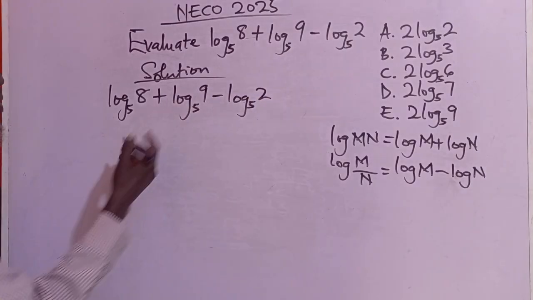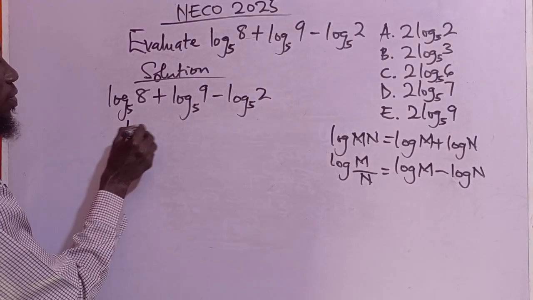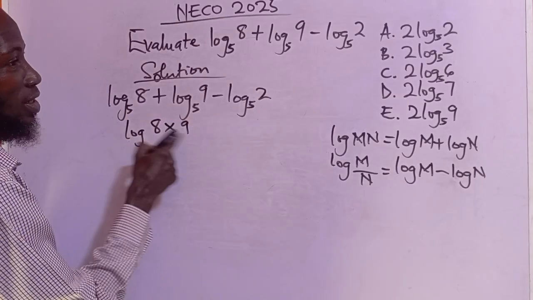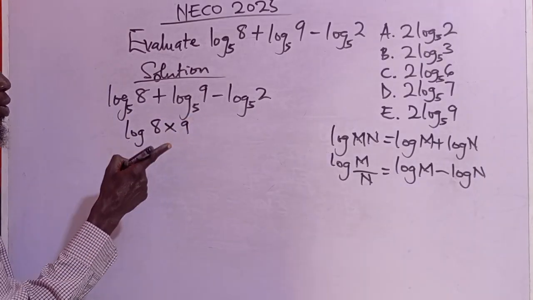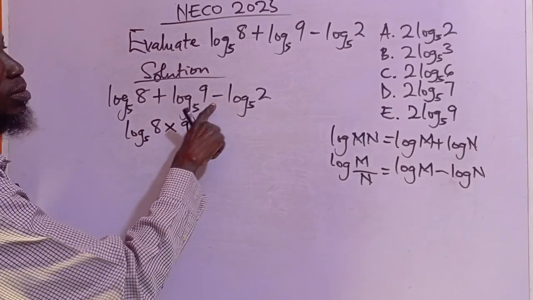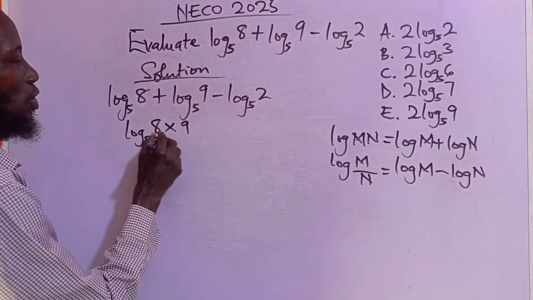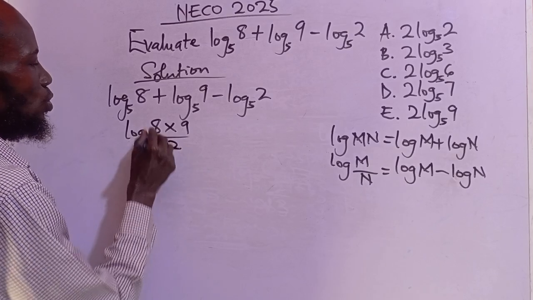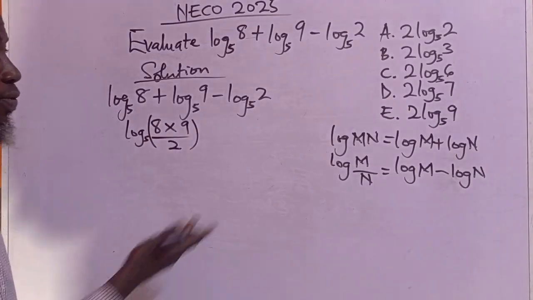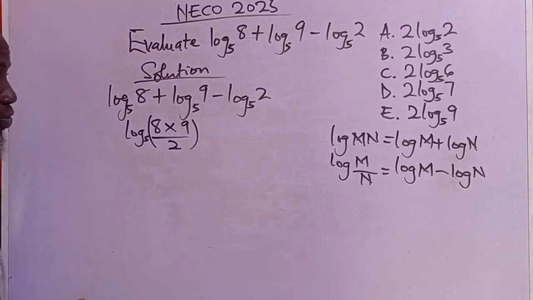Now, what do we do now? Bring them together. You have log 8 times 9. That is the multiplication law. So, to base 5. Then, this minus, that's for the division. So, we have all over 2. So, we can put them like this. So, if I apply those rules.